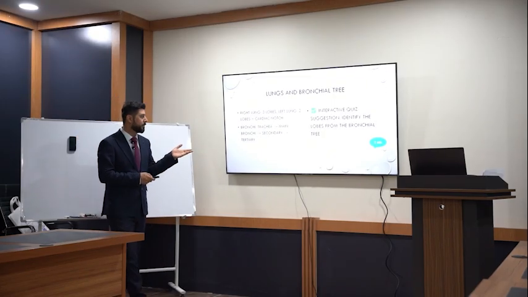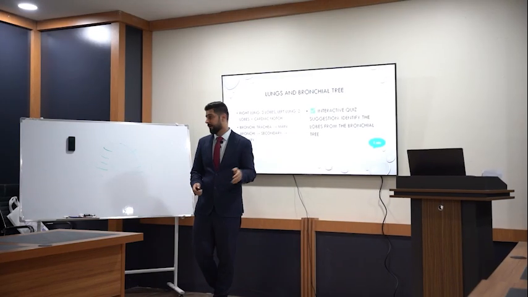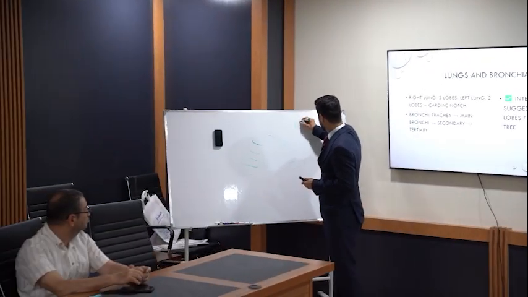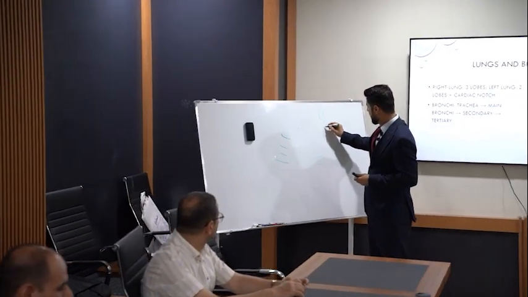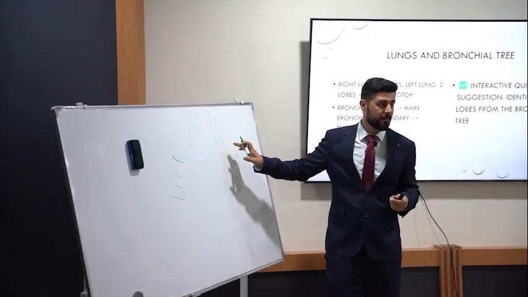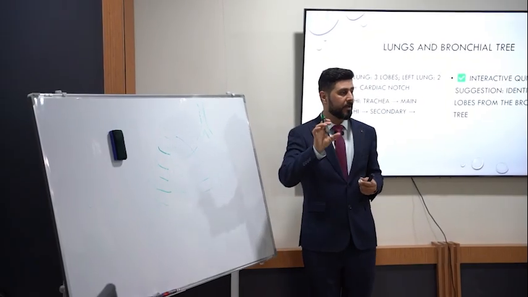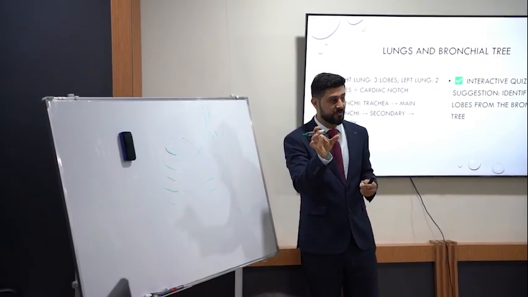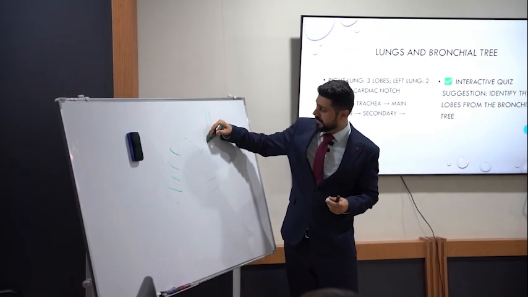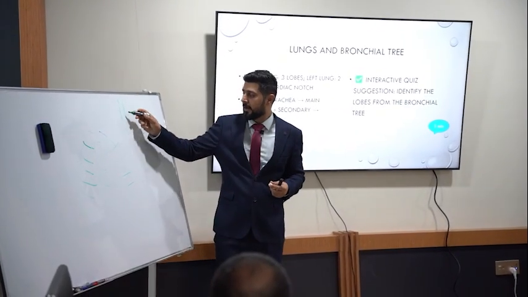So, I have a quiz. An interactive quiz actually. Identify the lobes from the bronchial tree. This is the trachea and this is the carina. Okay? Is it clear? Yes. This is the trachea, composed of tracheal rings, which are C-shaped cartilage, and the bronchi composed of complete rings, O-shaped cartilage. Okay?